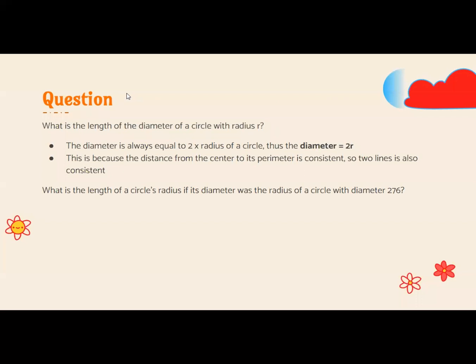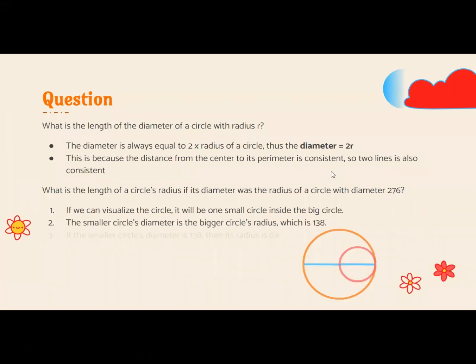Okay, so what about this question? This question kind of confused some of you because the wording is a little strange. I will have a picture at the very end, so we're going to go over this one first. First, we have to figure out that it is going to be a circle inside another circle. We can say it like that because if the diameter is the radius of a circle with diameter of 276, the circle will look like this.